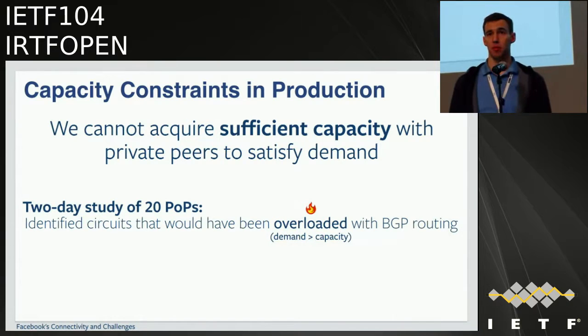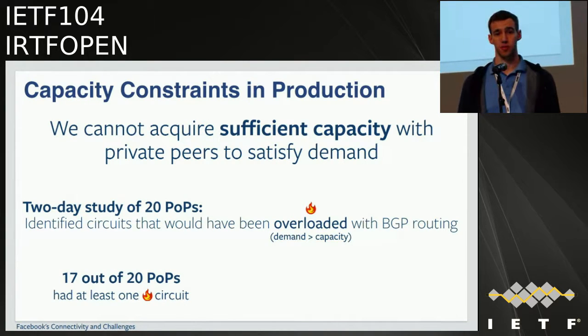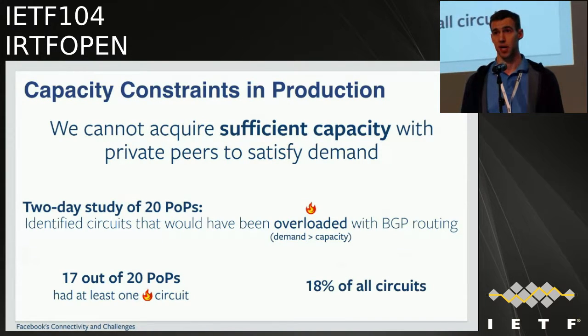So how big of a problem is this? Well, to understand that, we did a 2-day study of 20 points of presence, which is a subset of a production network, and we identified circuits that would have been overloaded with BGP's default routing decision process based on the policy I described earlier. Overloaded here means that demand would have been greater than the circuit's capacity. What we found is that at 17 out of 20 points of presence, they had at least one circuit that would have been overloaded, and 18% of all circuits across these 20 POPs would have been overloaded at least once.